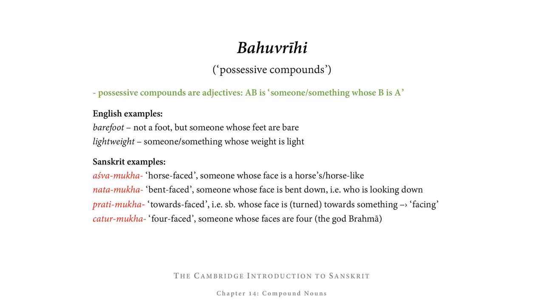Sanskrit has many examples of these. Of mukha, which means face, we get, for example, ashva mukha, meaning someone whose face is a horse's, is horse-like, someone who has a face like a horse. Nata mukha, someone whose face is nata, is bent. So someone who is bent-faced, someone whose face is bent down, i.e. someone who is looking down. Pratimukha, literally someone whose face is towards, who is towards-faced, i.e. someone who is facing someone. Chaturmukha, someone whose face or whose faces are four, so someone who is four-faced, who has four faces, and that would be a description of the god Brahma.